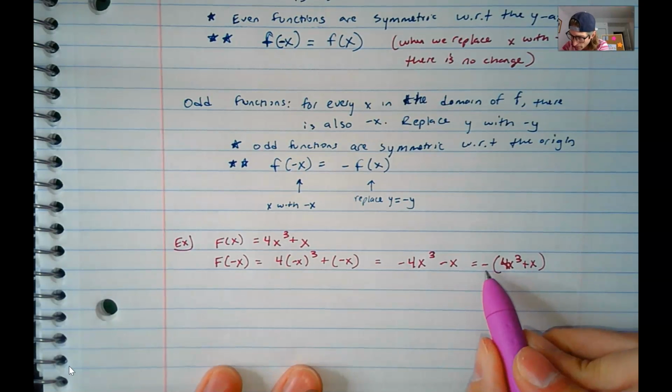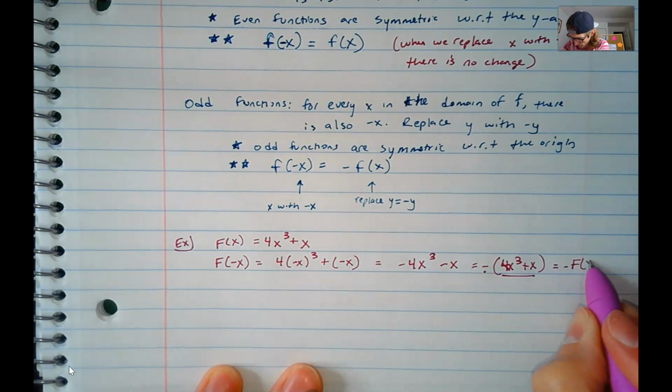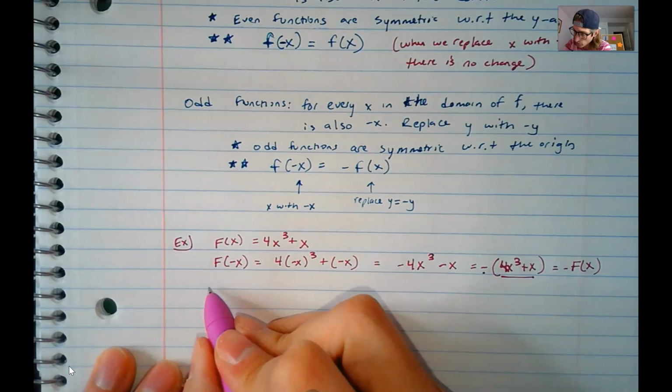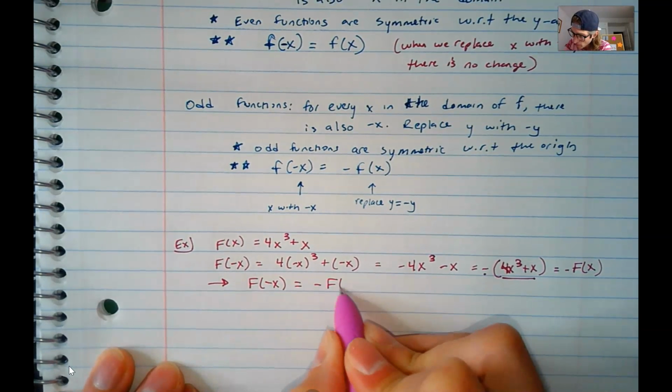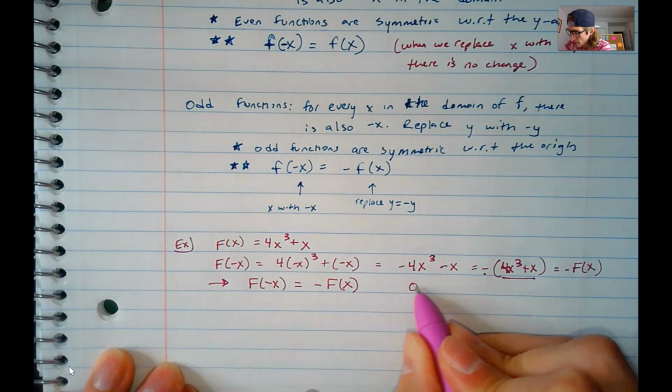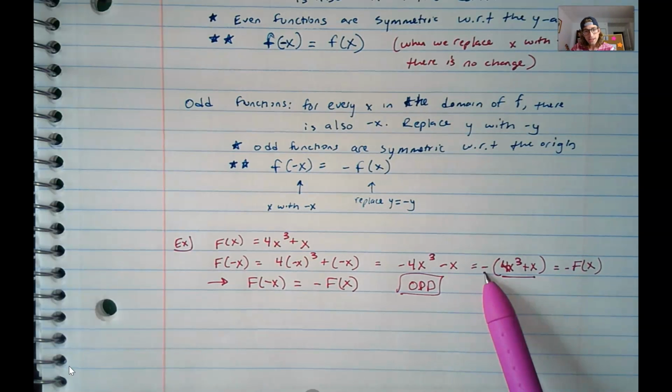What do we have here? We have a negative, and what's this whole thing? That's f of x. So what do we get? This is odd. When we're able to write the function with a negative out front, it is odd. Let's do another example.